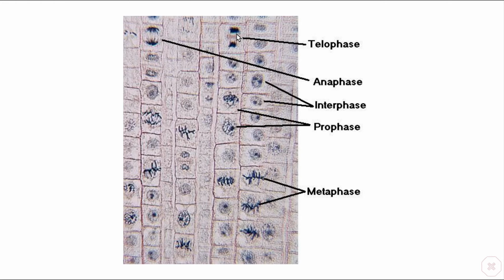So by having a look at the cells under the microscope and having a look at what's happening in each of the cells, you would now be able to describe the sequence of events that takes place during the process of mitosis and therefore meet the requirements of this dot point.